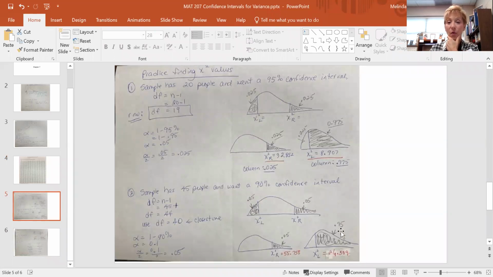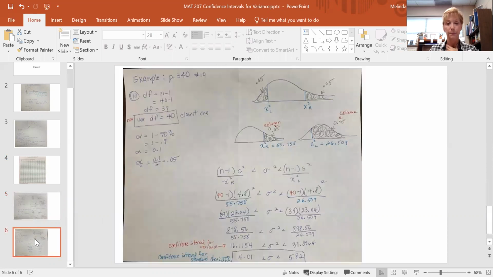Now, where did I get this 0.95? Well, remember, if there's 0.05 to the left, 1 minus that gave me the 0.95. So when I looked on row 40 and I looked under column 0.95, I got that 26.509. So if you can't find the numbers on the chi-square table, you need to email me and let's set up a quick Zoom meeting. All right. Now, assuming you can find the chi-squared numbers, the rest is a piece of cake.